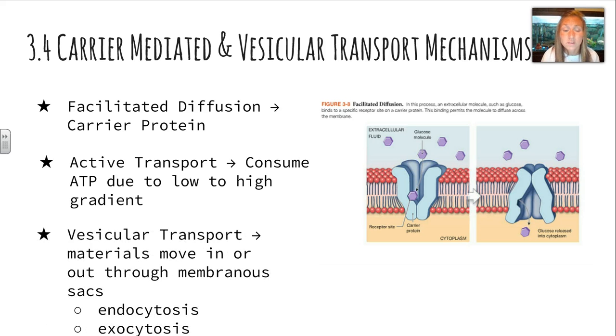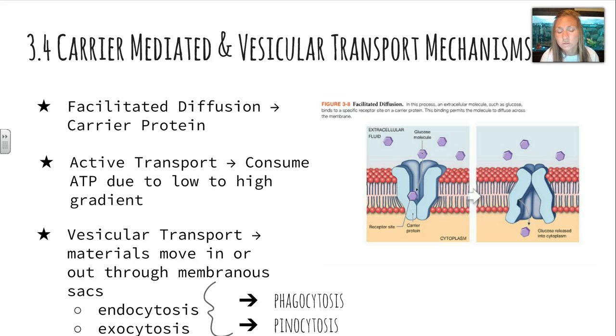Finally, we have vesicular transport, and that's when materials move in or out through membranous sacs. And there are two types. There's endocytosis and exocytosis. Endo meaning things are getting taken into the cell, exo meaning items are going out. There are two types of endocytosis that we focus on. One is called phagocytosis, and that is cell eating, and pinocytosis is cell drinking. It looks very similar, but there are some fine differences, and they are pictured in your textbook, and it was one of the questions in your hat pack, so make sure you look at that diagram closely.